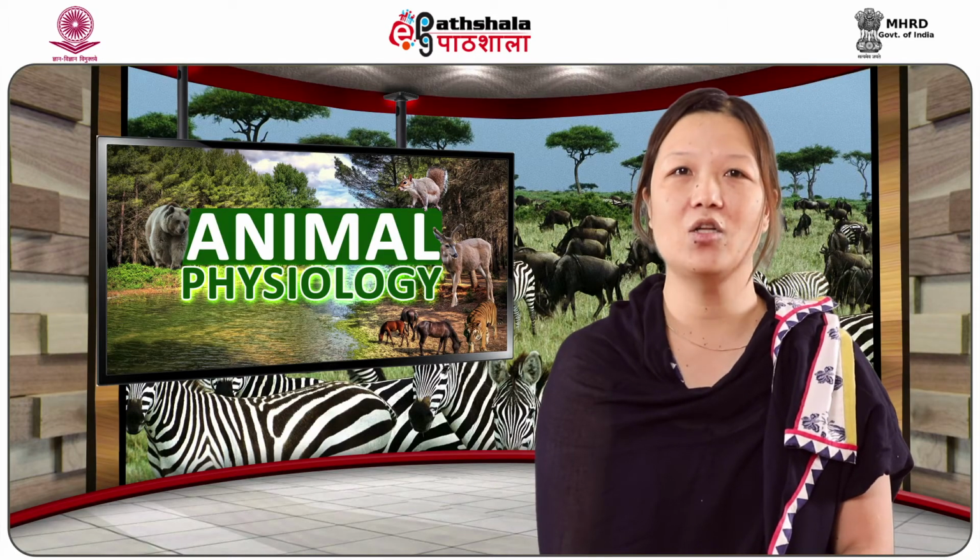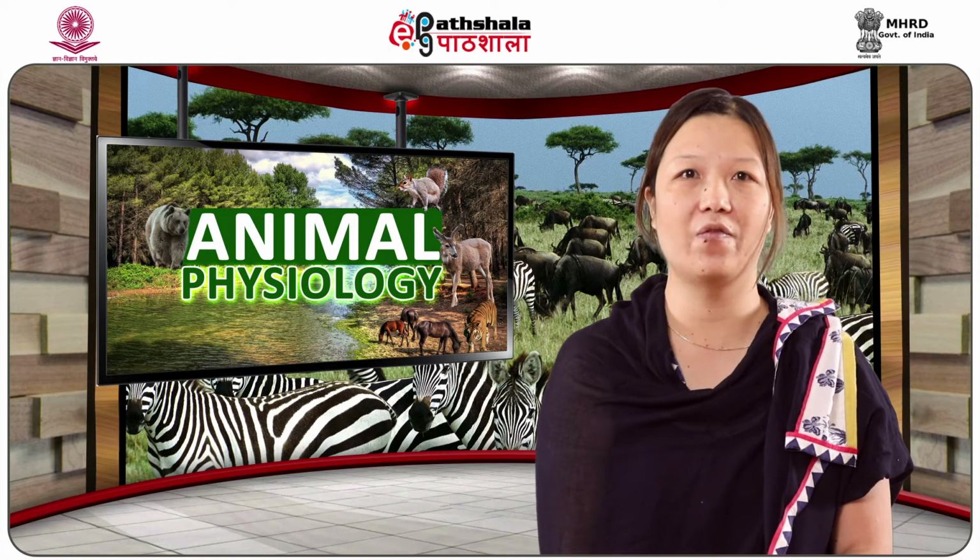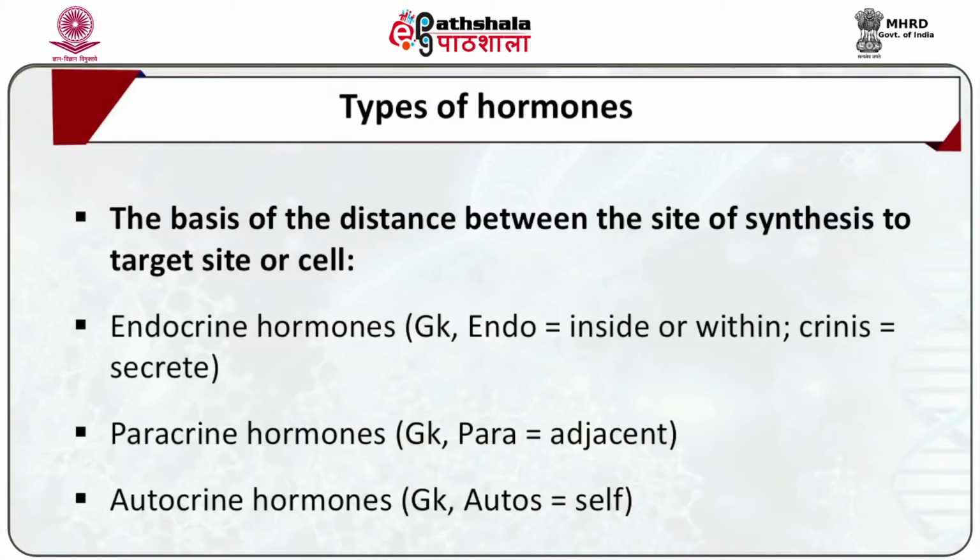First, let's have a look at the types of hormones on the basis of the distance between the site of synthesis to target site or the target cell. On the basis of the distance between the site of synthesis and site of action, the hormones may be broadly divided into three types: endocrine hormones, paracrine hormones, autocrine hormones.